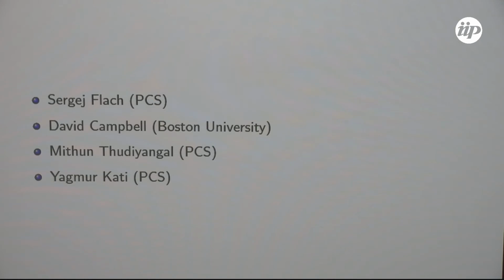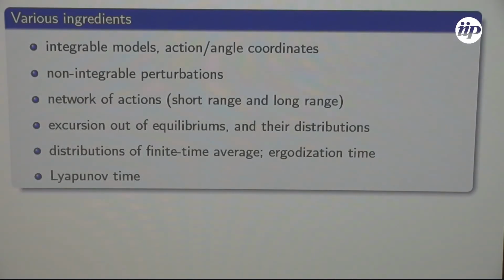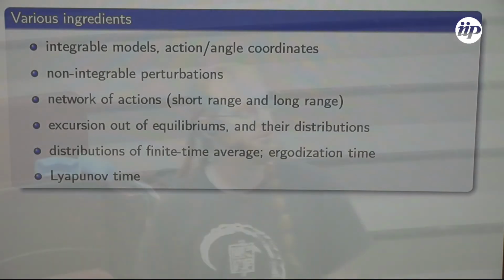As said, Sergey introduced some concepts last week on dynamical glass. Here are some of the most important ones. First of all, integrable system and consequent action-angle coordinates. You take an integrable model, you top it up with a non-integrable perturbation. The combination of the two, integrable plus perturbation, gives you a non-integrable system. And the perturbation considers the action angles and connects them, and therefore it defines a network of actions.